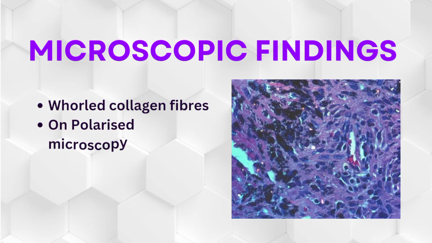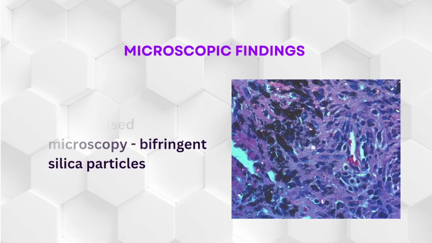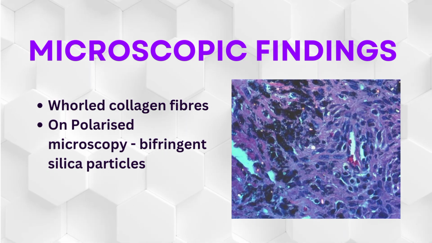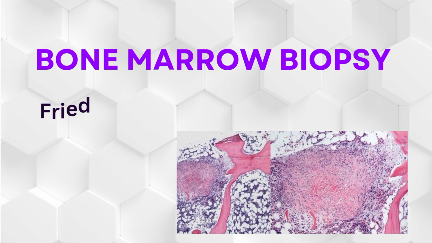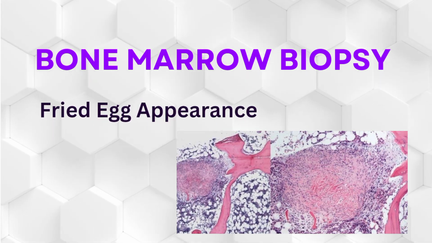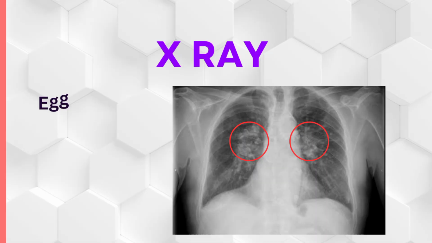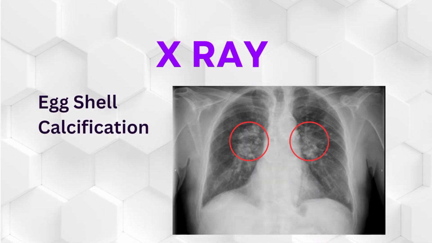Histopathological findings. On microscopic examination of the lung, whorled collagen fibers are seen. On polarized microscopy, birefringent silica particles are seen. Bone marrow biopsy shows a fried egg appearance. Chest X-ray shows eggshell calcification.